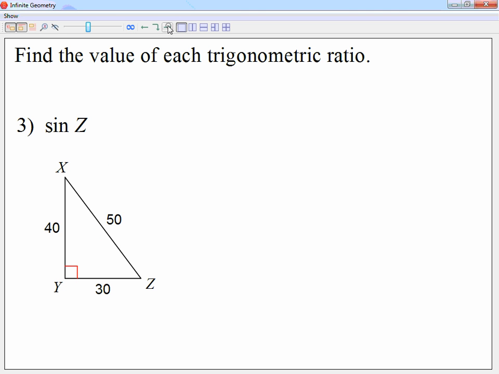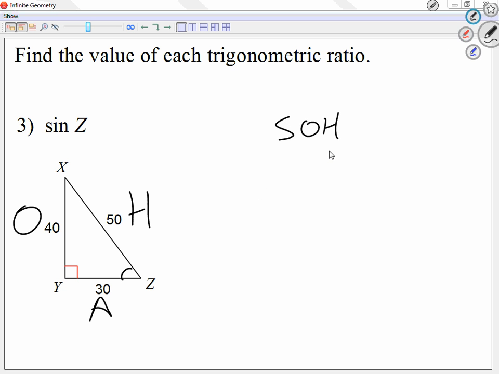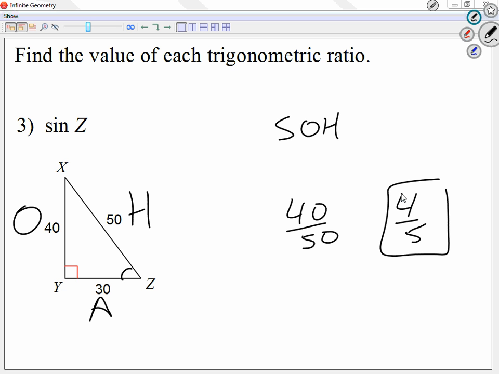Let me skip number 2. So let me look at number 3. Sine. I know the big side is the hypotenuse, but now I'm looking from the corner Z. So looking from this corner, farthest is opposite, closest is adjacent. For sine, it starts with an S. So from SOHCAHTOA, I'm talking about SOH, which means sine is opposite over hypotenuse. So 40 over 50, or better known as 4 over 5. Right? Simplify your fraction.